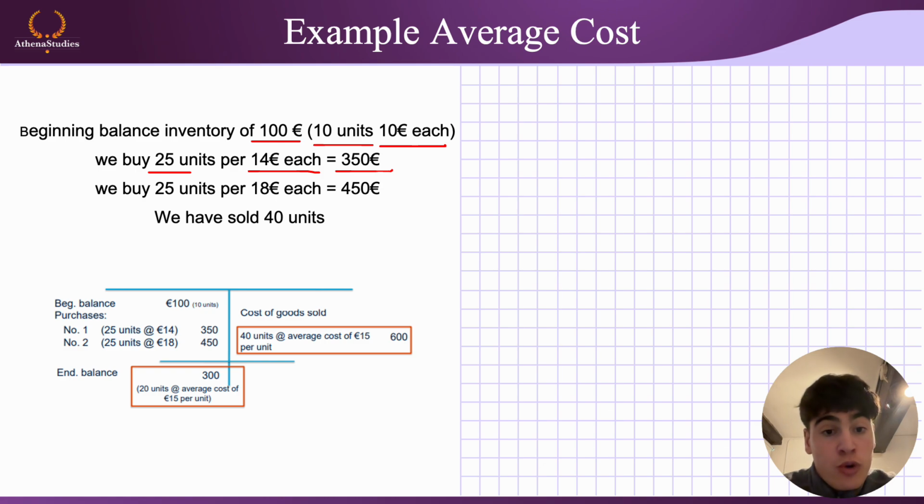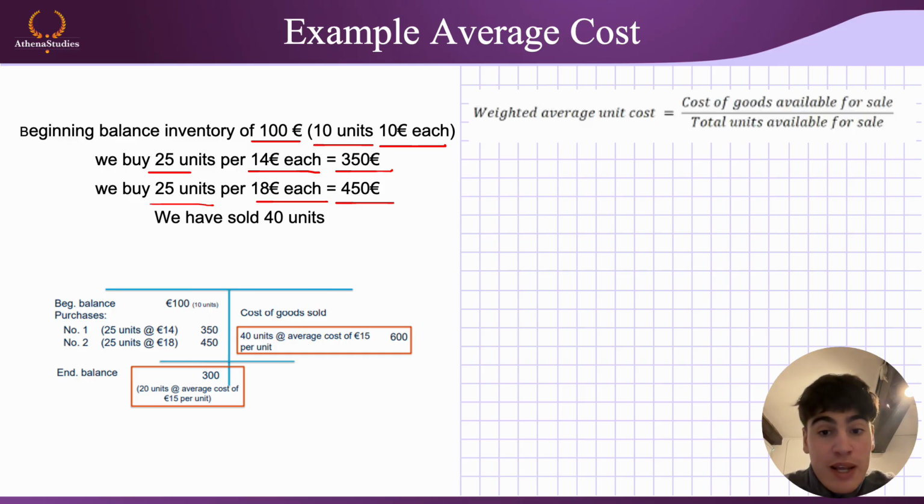But after this, we will buy again 25 more units for 18 euros each. And in this case, since the price is a bit more expensive, these 25 units will be worth 450 euros. So now in total, we have 60 units and an inventory that is worth 900 euros. Okay, because we do the sum of 450 plus 350 plus 100, which is 900 euros. Okay, so now let's go to the specifics of this kind of inventory.